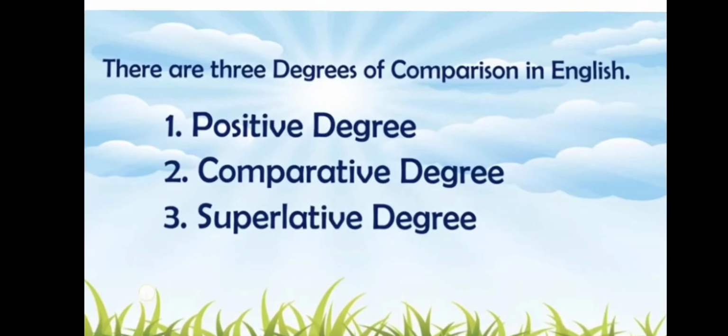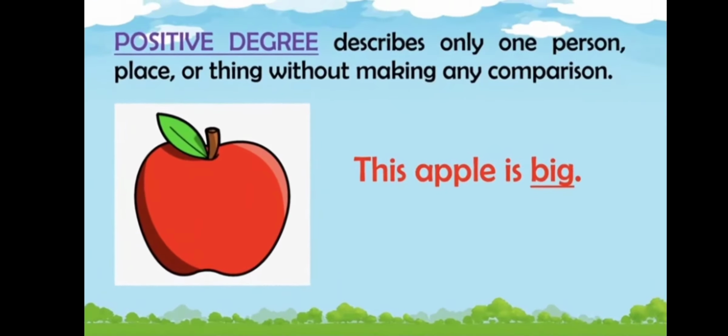So, first of all, we have positive degree. It describes only one person, place, or thing without making any comparison. It means when we don't compare things, persons, or animals to others, at that time we simply use an adjective, like this apple is big. So here this big is telling us about the apple. It's a simple positive degree.